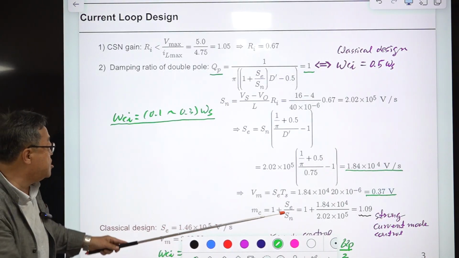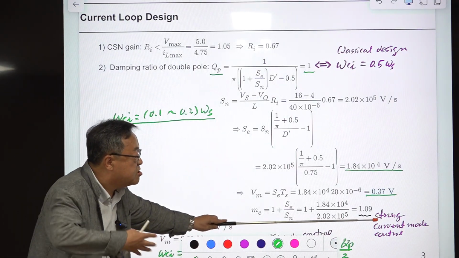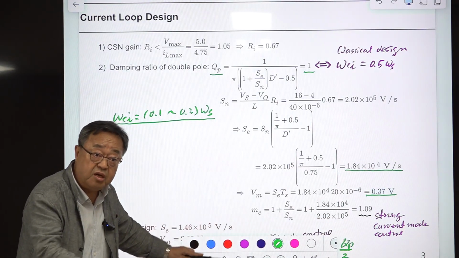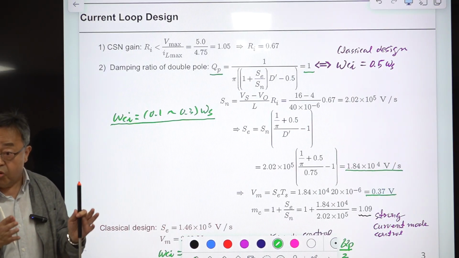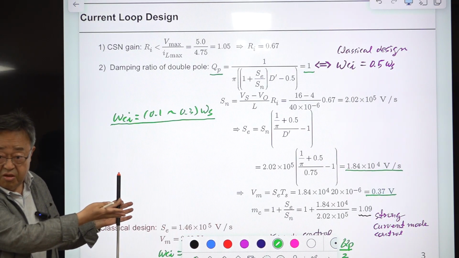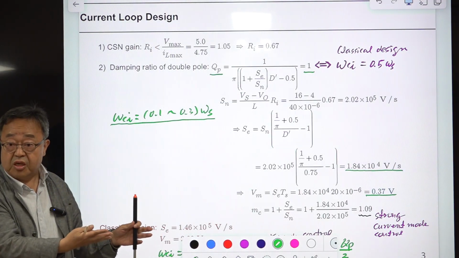Okay. If this number approaches 1, then this is strong current mode control, meaning the nature of current mode control is very strong in this case. Right? I'm not saying that is a good approach, right?